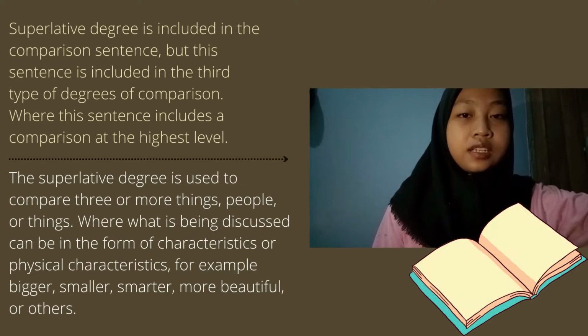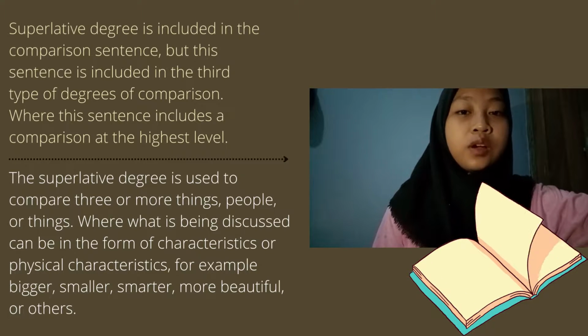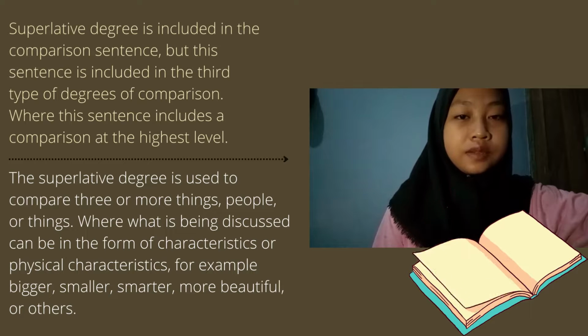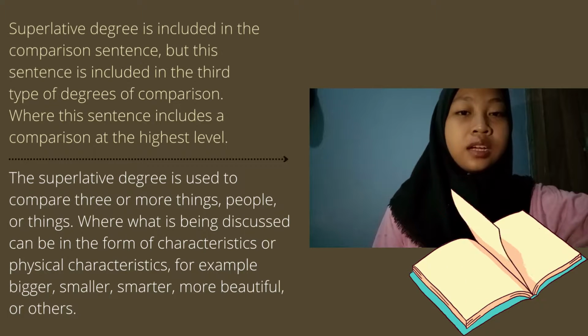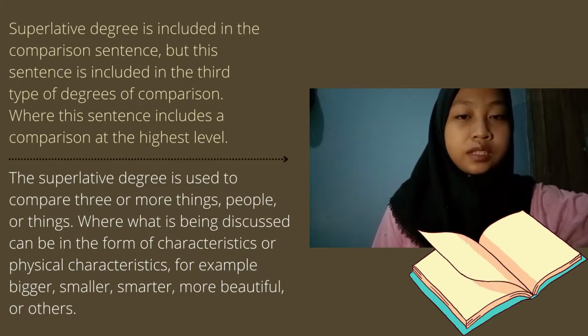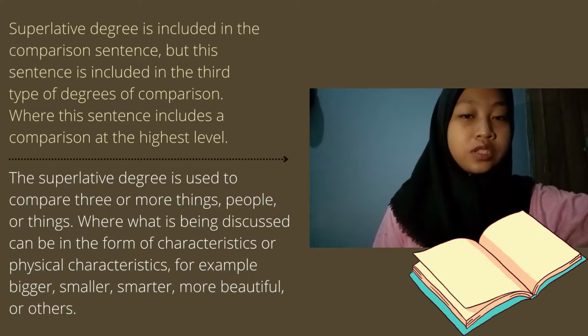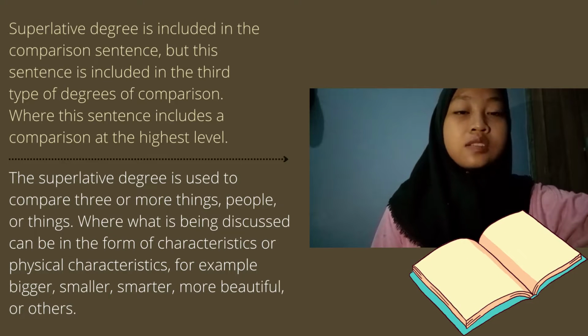The superlative degree is included in the comparison sentence, but it is the third type of degrees of comparison, where the sentence includes a comparison at the highest level. The superlative degree is the third degree of comparison in the adjective and adverb. The first degree of comparison is positive, while the second is comparative.